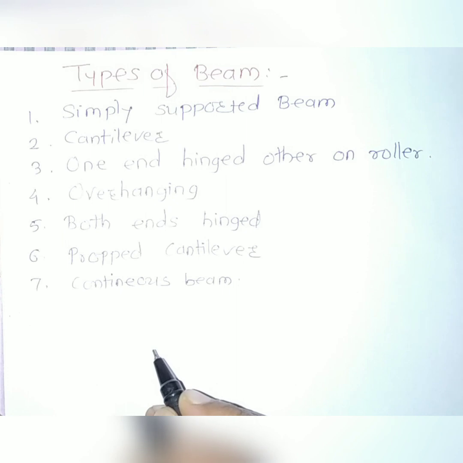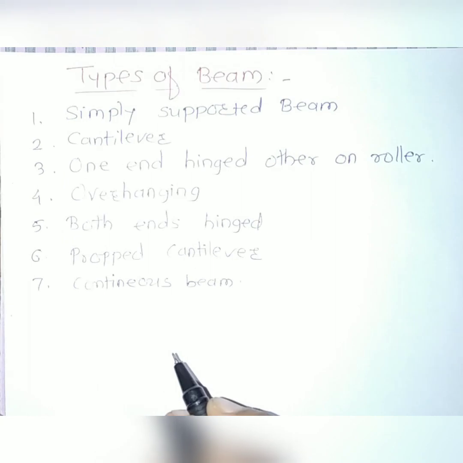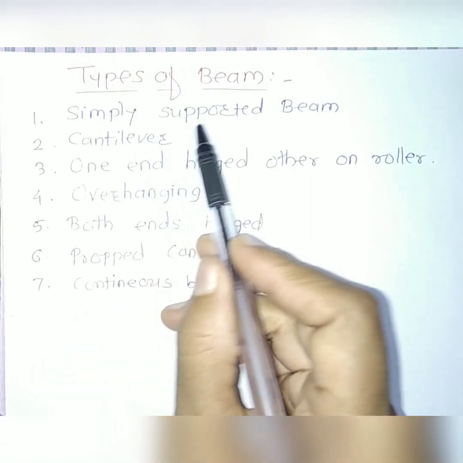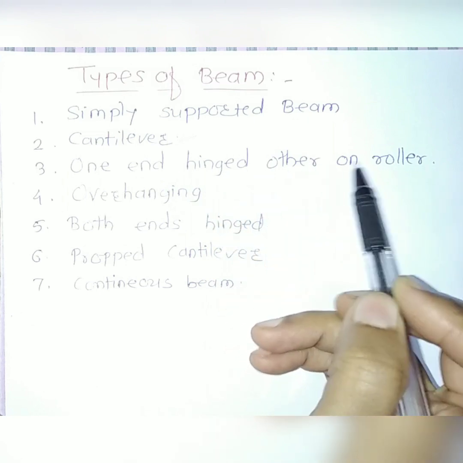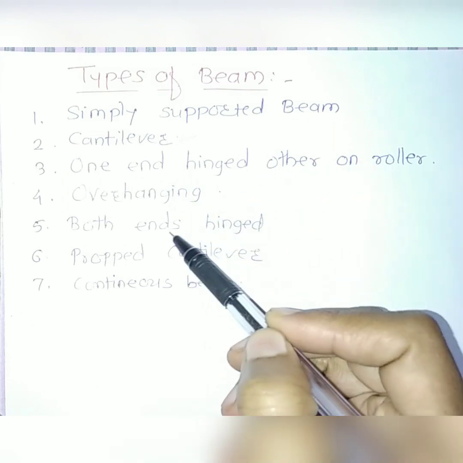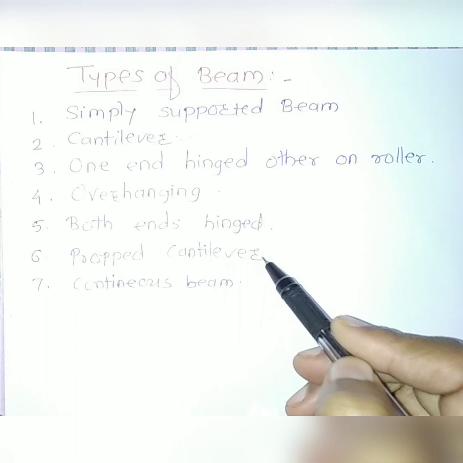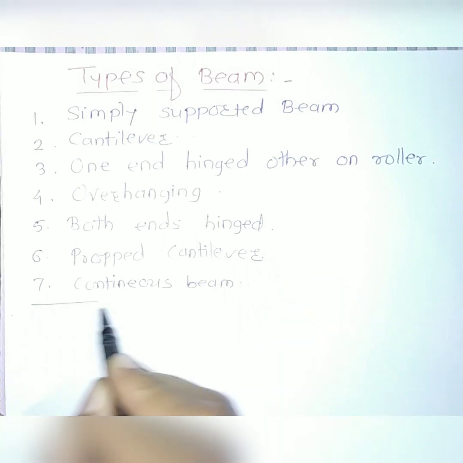Hello friends, today we'll see types of beams and types of loadings. In types of beams, first there are 7 types of beams. Simply supported beam, cantilever beam, one end is hinged and other on roller, then overhanging, both ends hinged, propped cantilever and continuous beam. One by one we'll see.